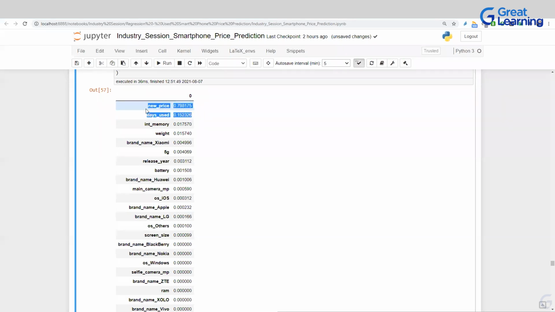So combined, these two are 95% of importance, which means if I exclude everything else and just look at the new price, what is the price of the new smartphone currently, and how many days it has been used, these two variables should be able to give me the price of the used phone. These are the two most significant factors. It doesn't depend on brand, operating system, or whether it has 4G or 5G, but it depends on the number of days the phone has been used and the price of the same phone in the market currently. Those are the two most significant variables coming out of this analysis, right?